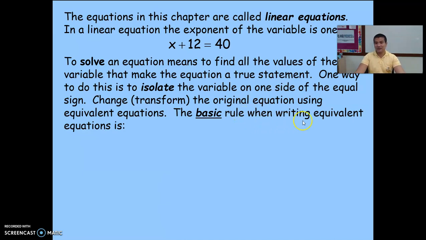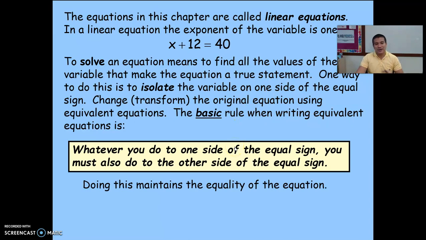The basic rule when writing equivalent equations is whatever you do to one side of the equal sign, you must also do to the other side of the equal sign. Doing this maintains equality of the equation. So when you're going to solve x plus 12 equals 40, whatever you subtract on this side, you're going to subtract as well on the other side.